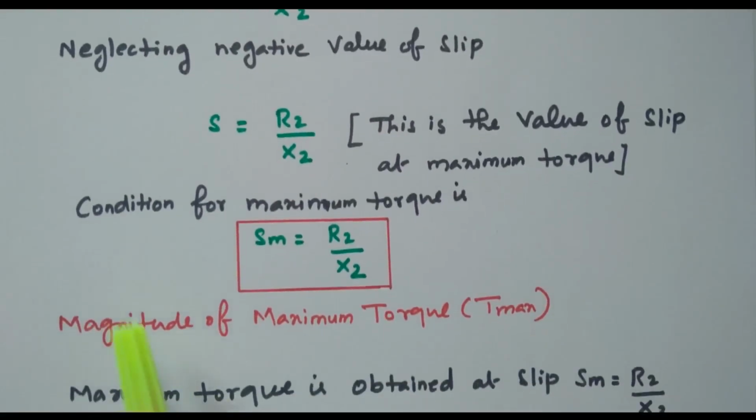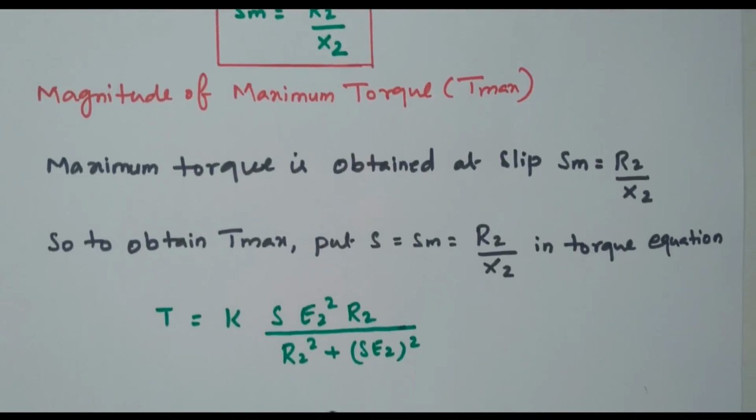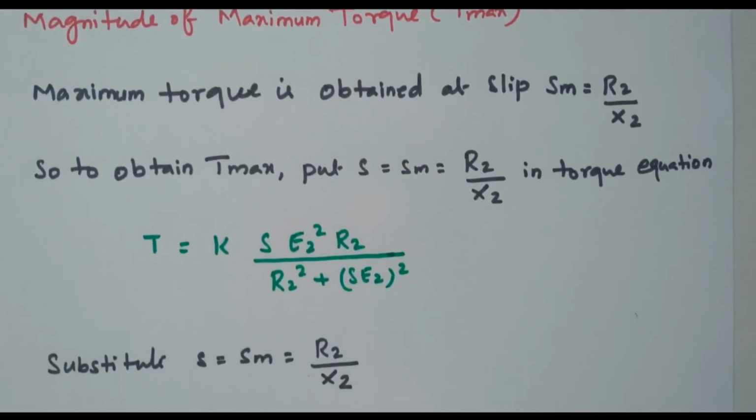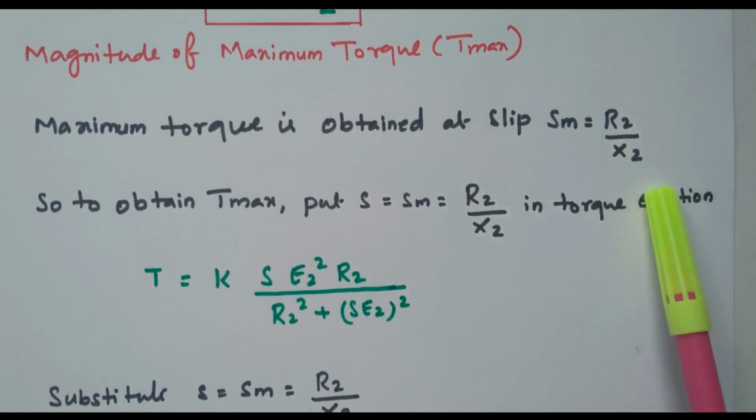So from that we can write the condition for maximum torque. What is the condition for maximum torque? Sm equal to R2 by X2. The slip should be equal to R2 by X2. So this is the condition for maximum torque. Now we will find the magnitude of this maximum torque. This is the condition we calculated. Now we will find what the magnitude of the maximum torque is. The maximum torque is obtained at Sm equal to R2 by X2.